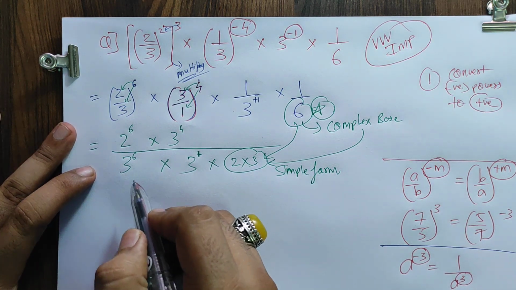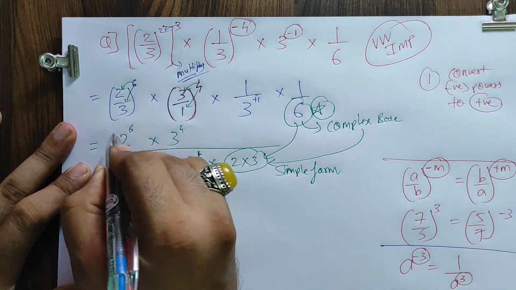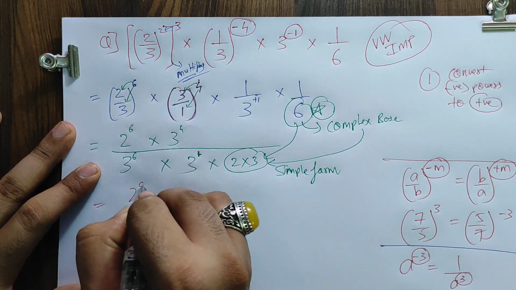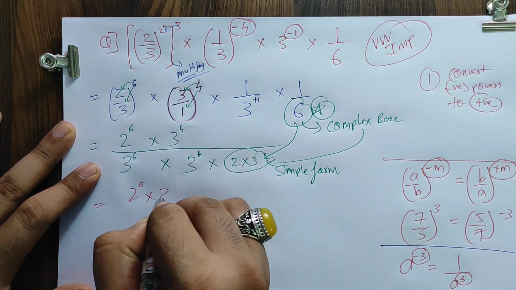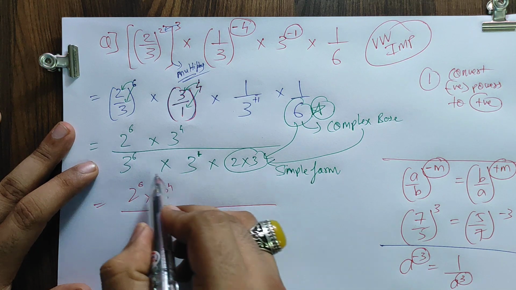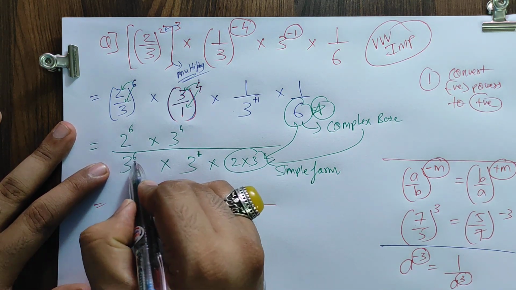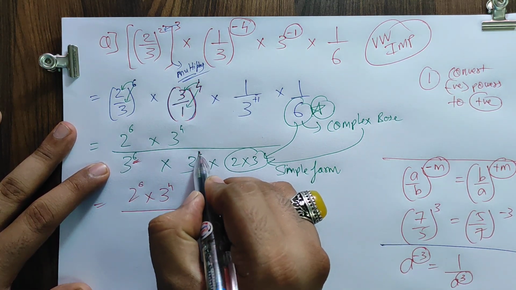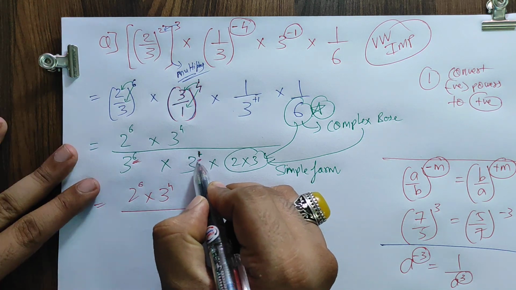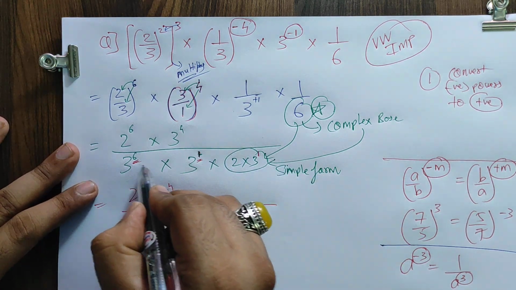Now, how many times do I have 2 in the numerator? Only 6 times: 2 raised to 6, multiplied by 4 times 3, so 3 raised to 4. Upon, how many times do we have 3 in the denominator? Here I have 6 times. Here I have 1 time, nothing is mentioned, it's 1 only. And here I also have 1 time. So the powers will be added.